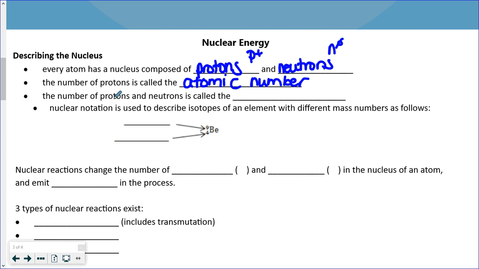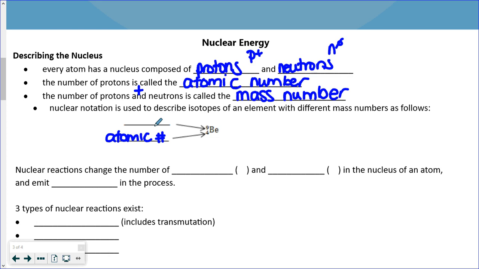If you add the number of protons and neutrons together, that gets us our mass number. The example that they have here is beryllium, so atomic number 4. Beryllium has that 9 up at the top. If you look underneath the word beryllium, it says 9.01.